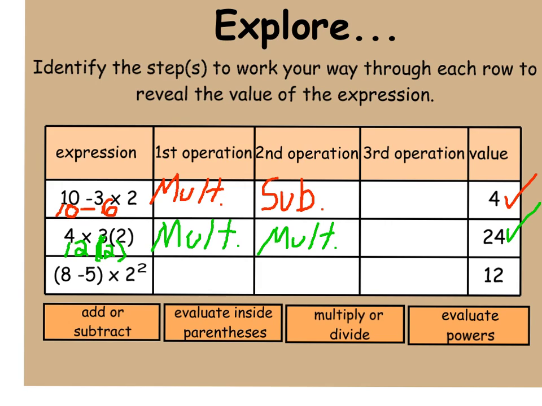I bet you were right. You probably said the parentheses. So parentheses, a grouping symbol. So 8 minus 5 is 3, and we bring down the times sign, and we bring down 2 to the second power. So now I want you to predict, we did the parentheses, I want you to predict what would be next. Would it be the 3 times 2, or would it be the 2 to the second power?